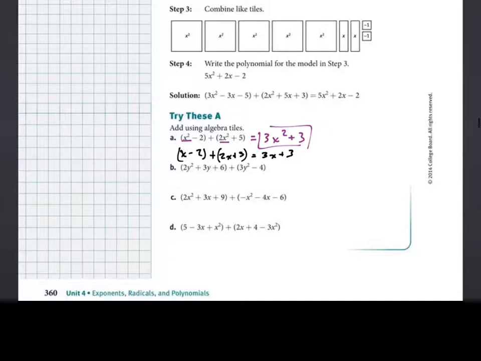All right, let's do the next one. The next one is switching up, putting y's right there. So I have a y squared there, y squared's there. How many total y squareds do I have? 5. There's 5 y squareds. Okay, so I have 5y squared.